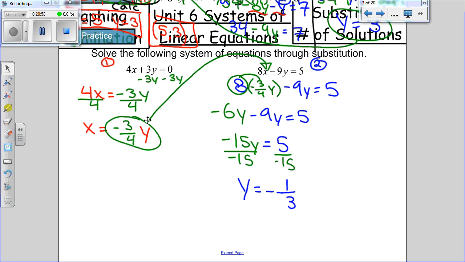These two equations are the same when y equals negative 1/3, but we have no idea what x equals. How do I get what x equals? I take my answer and I substitute it back into equation 1. I take this value, negative 1 over 3, and I substitute it back into equation 1. That gives me x equals negative 3 over 4, times, instead of y, negative 1 over 3. And I use brackets.